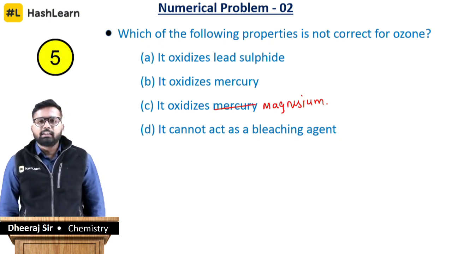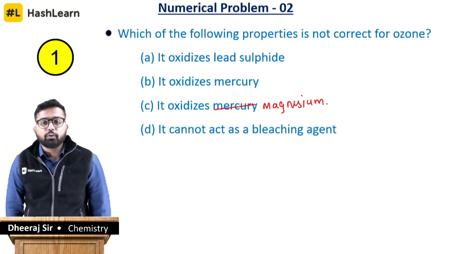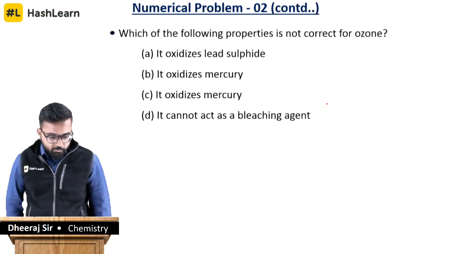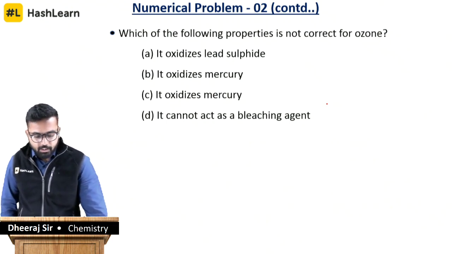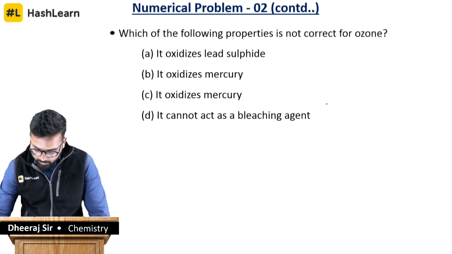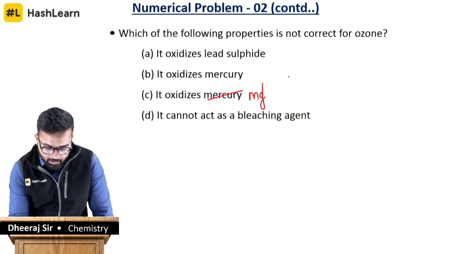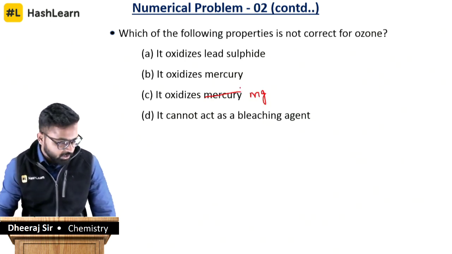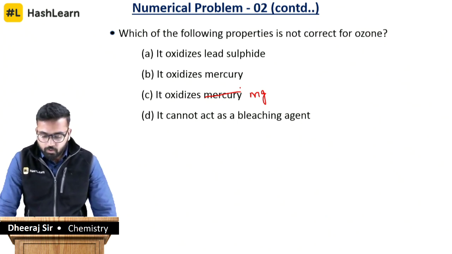Go for it. Five more seconds left. You know the basic attribute of ozone. Ozone can act as what? We will give you a little time. Oxidizes lead sulfide, then mercury, then magnesium, I corrected that for you, and then it cannot act as a bleaching agent, which is the incorrect option with regards to ozone.